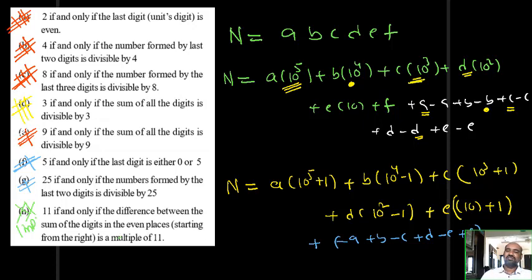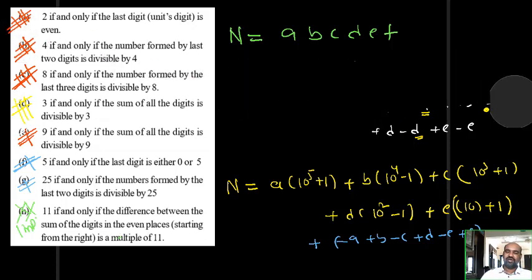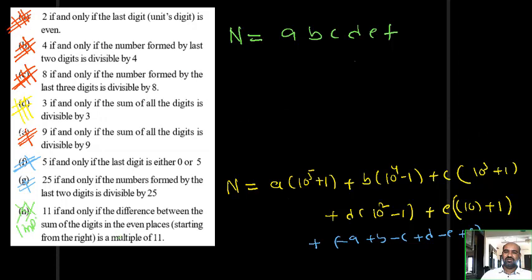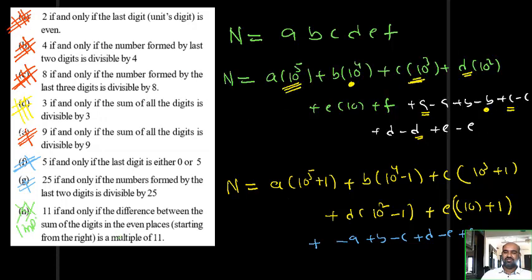Now I want to erase this. One minute. Yeah, observe. Understood? Here what I did is, this and this are grouped. This and minus b are grouped. Why? I will explain now.